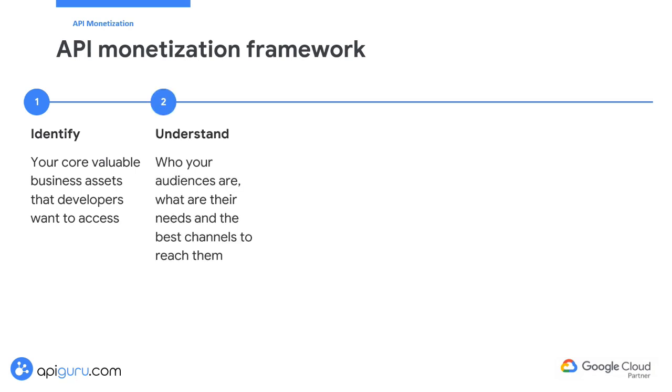Next, you need to understand your audience. Who are the developers you want to attract? What are their specific needs and pain points? Knowing your audience helps you tailor your API to fit their requirements and determine the best channels to reach them. Whether through online communities, tech blogs, or developer conferences, ensure you get your API in front of the right people.